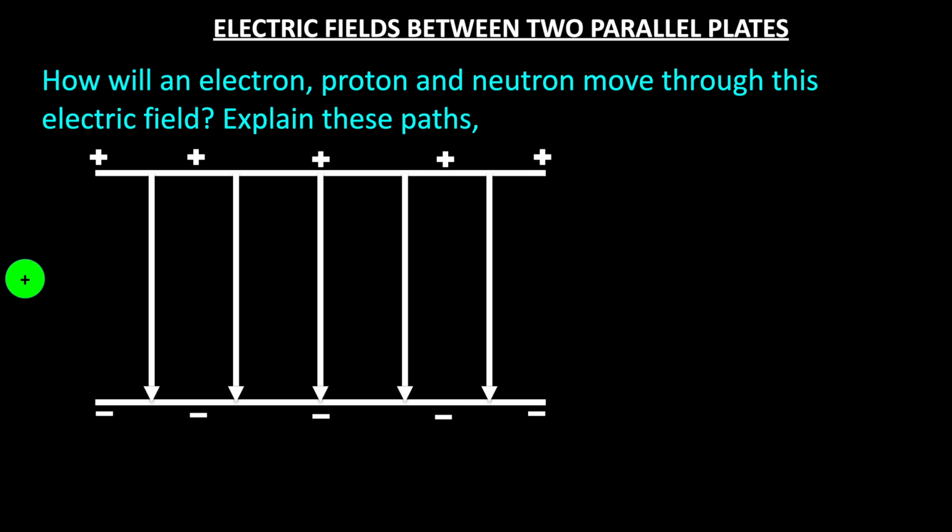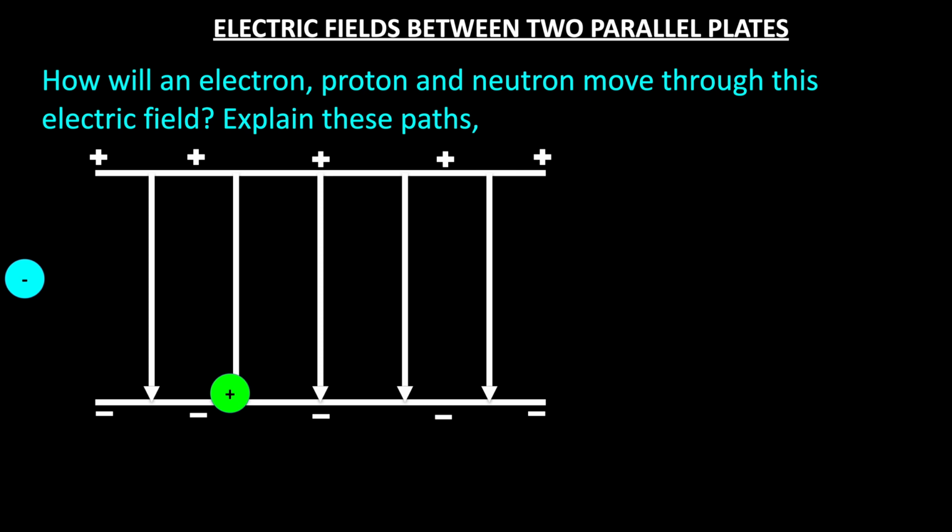So, as we know, protons are positively charged. And if we go back to our first lesson, we would know that positive and positive will repel, and positive and negative attract. So the proton will be repelled by this top plate and attracted to the bottom plate. It's going to move in this direction, the direction of the electric field lines. So our proton is going to move like that.